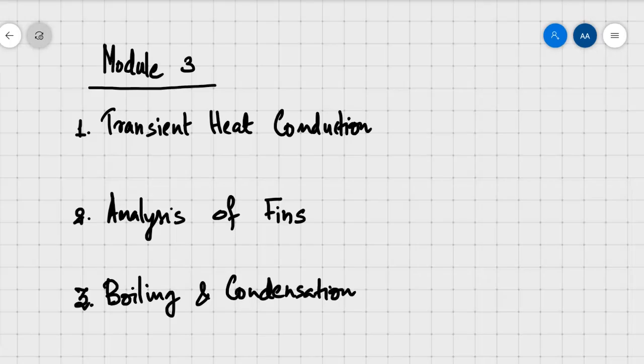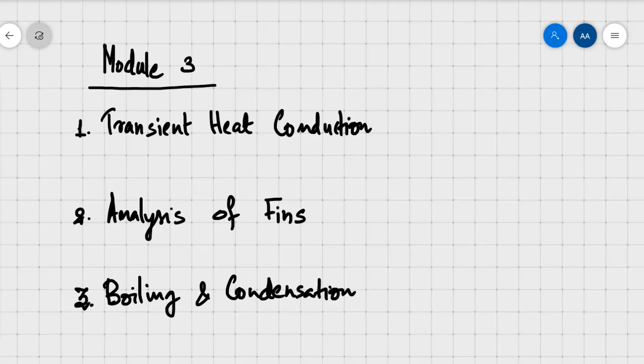In this series of lectures, we plan to cover Module 3 of our course, Heat and Mass Transfer. It is a sort of a miscellaneous module comprising roughly the three parts listed. Part 1, Transient Heat Conduction, wherein we deal with methods to analyze unsteady, otherwise called transient, heat conduction.